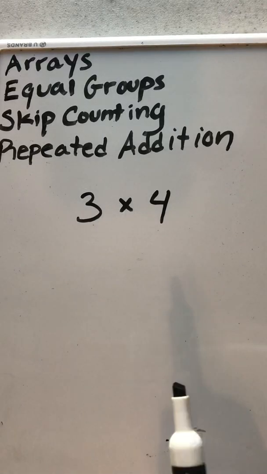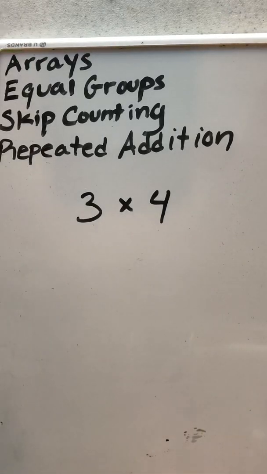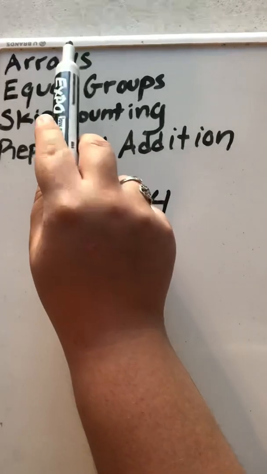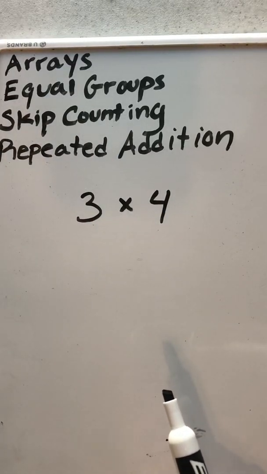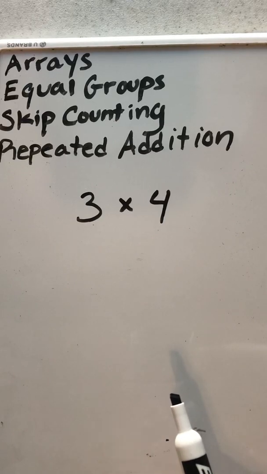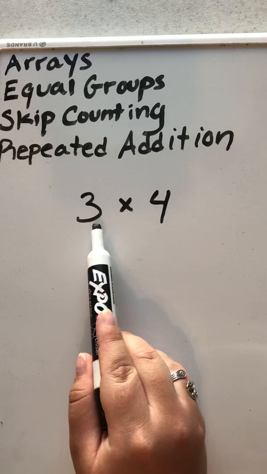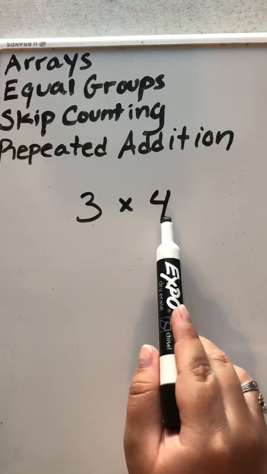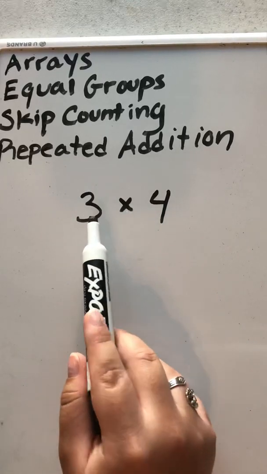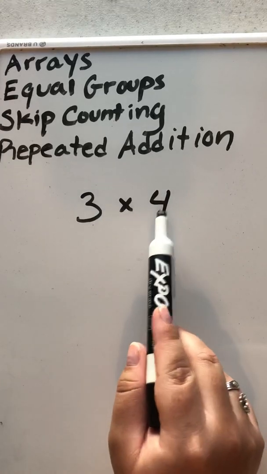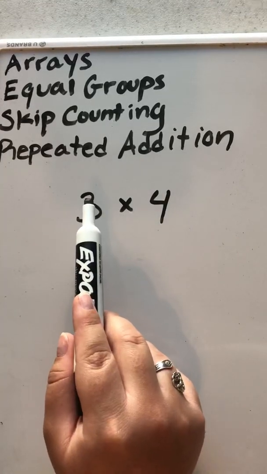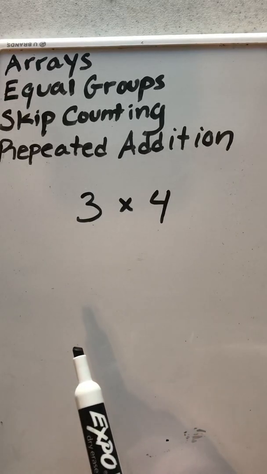If I want to solve the problem 3 times 4, one way I could think about it is using an array. Now, an array is a visual representation of the problem using rows and columns. So if I have 3 times 4, that's like saying 3 groups of 4 or 4 groups of 3. I could draw this in two ways.